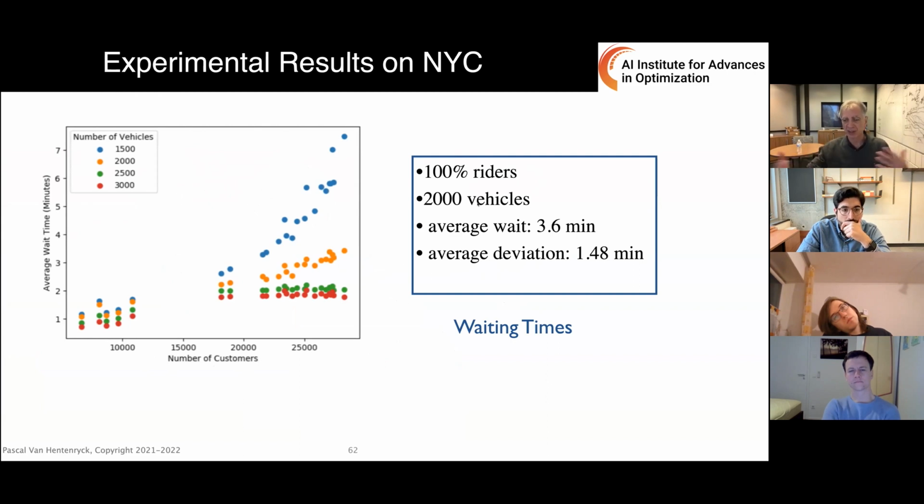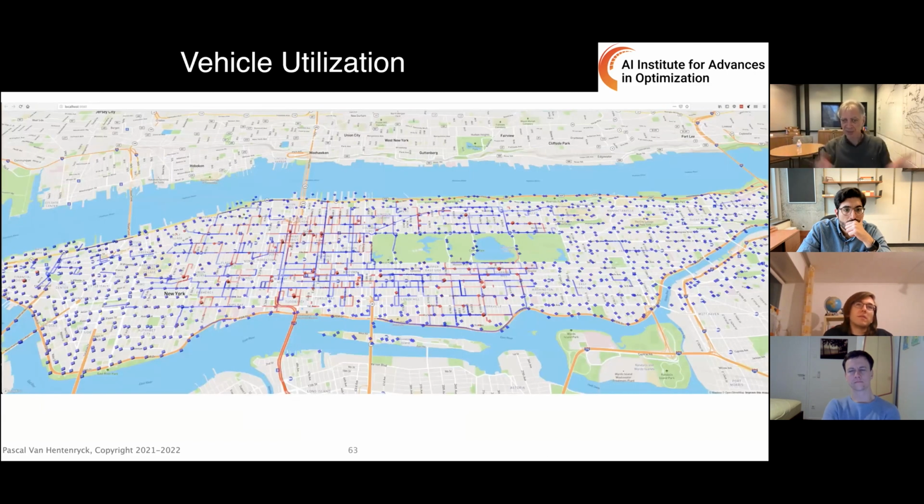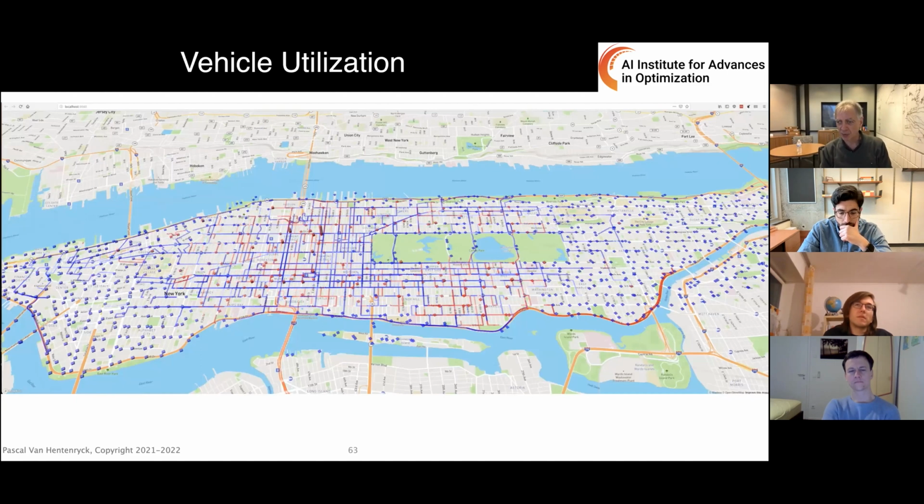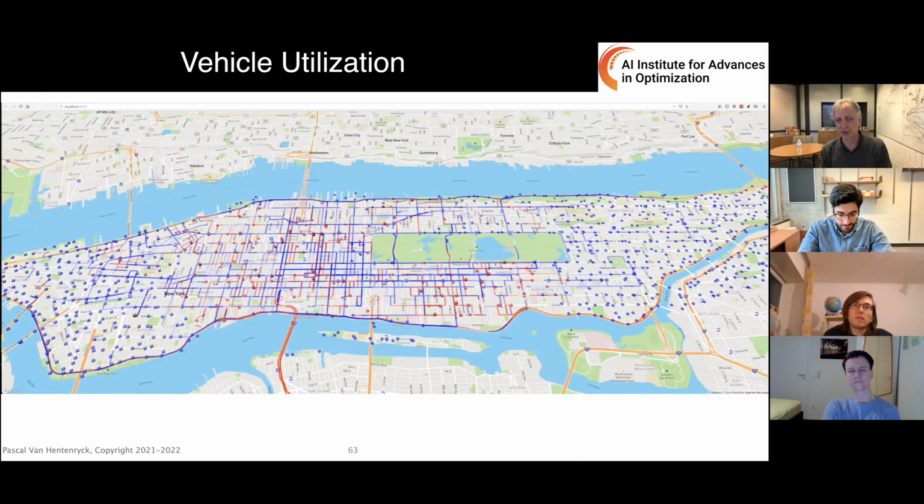To give you a sense, there are about 12,000 taxis serving this request in New York City. So I was really happy with this until I asked my students to actually visualize the vehicles which are idle. And then I was completely ashamed of what we were doing. What you can see here is that the blue dots are actually the vehicles which are idle.